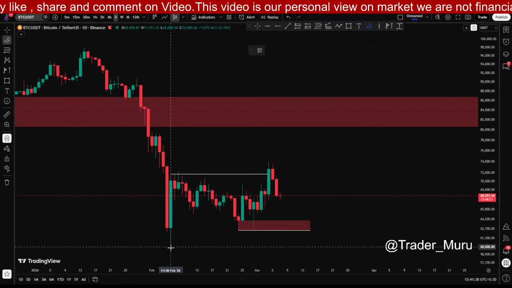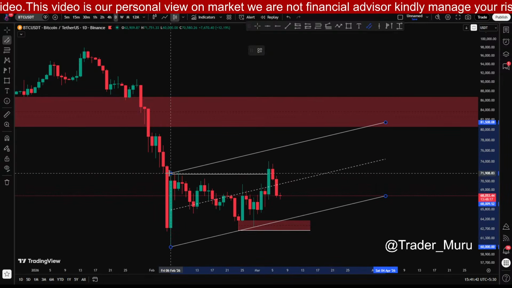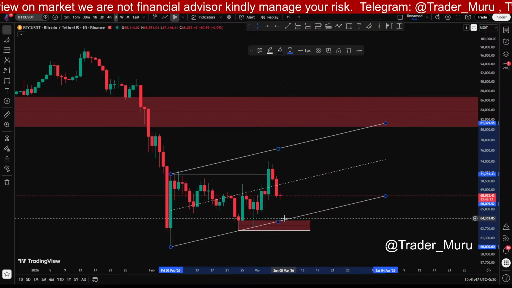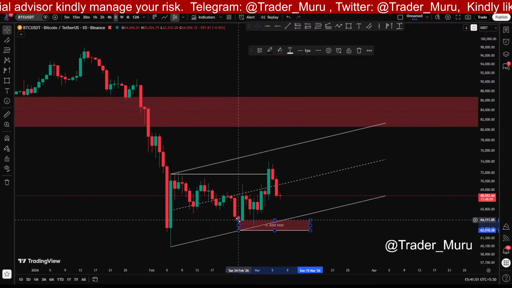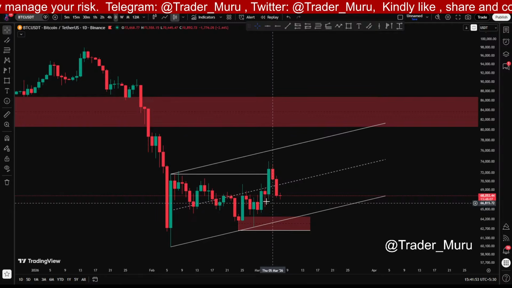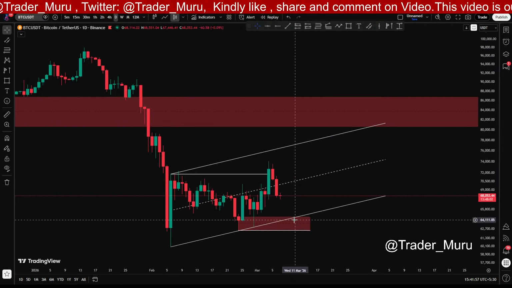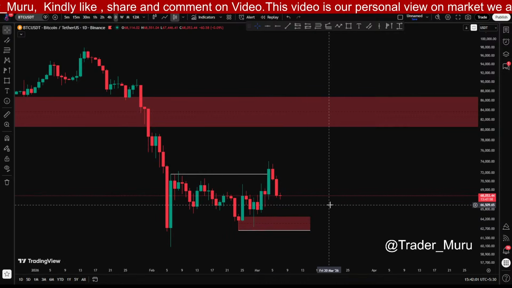If you put a channel here, possibly this area, same thing: the bottom trend line is here, this demand is here, and the structural level is also there. So this area is much better. Instead of buying here, wait for this area.